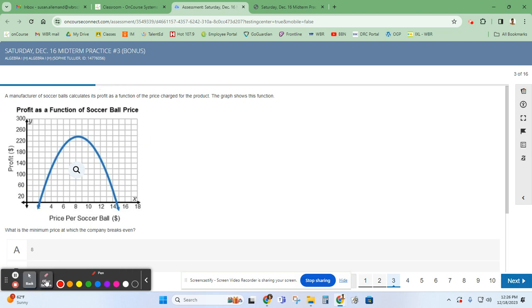All right, next. A manufacturer of soccer balls calculates. Okay, so which is the minimum price at which the company breaks even? For a company to break even, that means their profit is 0. And that happens here and here. But we're looking for the minimum price, so we got to go to the lower one right here, which is at 2.